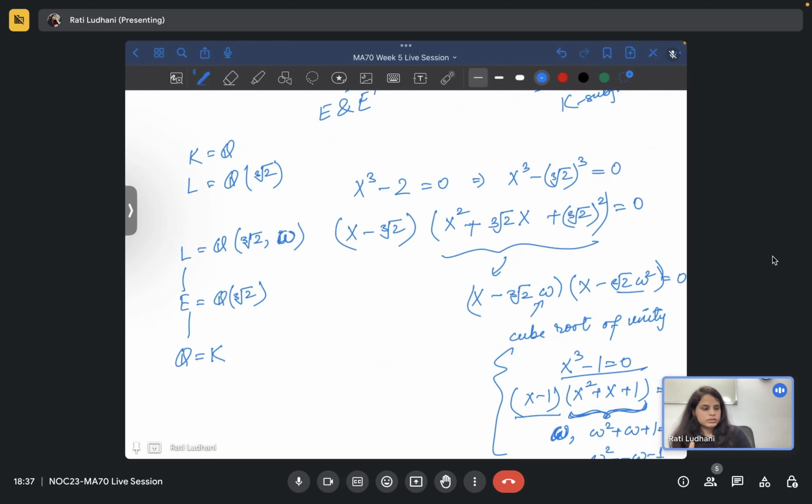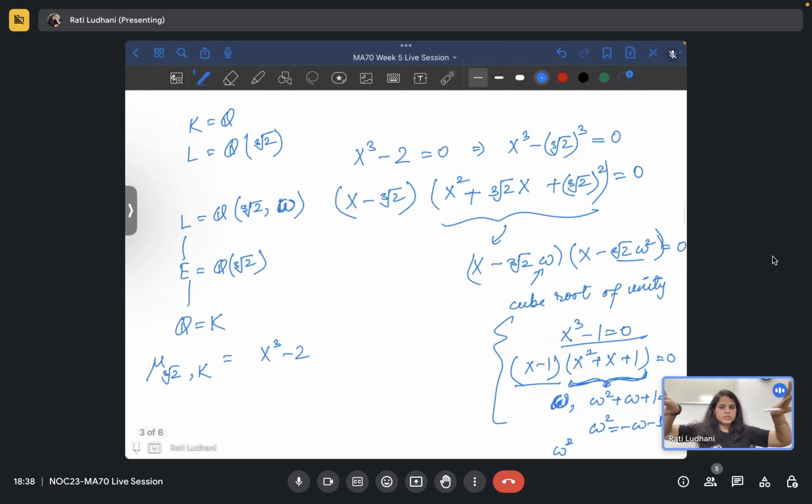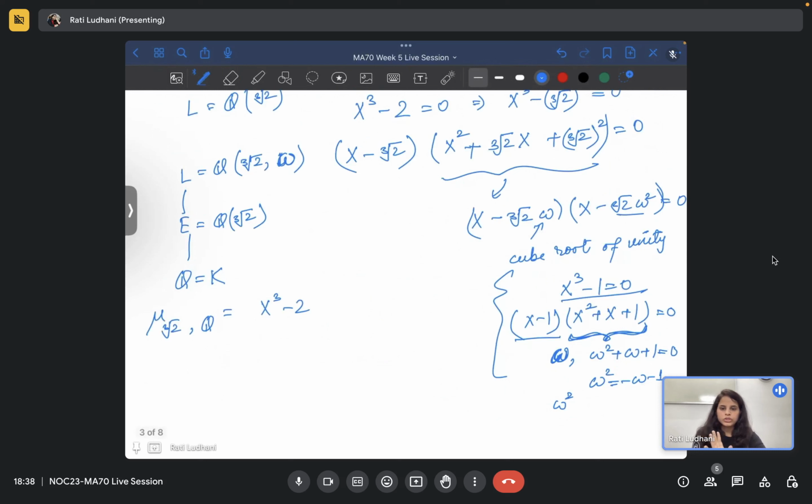So in this extension, when you take the cube root of 2, and the minimal polynomial of this, so L over K. The minimal polynomial of cube root of 2 over K will be what? x cubed minus 2, right? Because it cannot split in Q, x cubed minus 2 will not split. So it will be the minimal polynomial of cube root of 2 over Q.